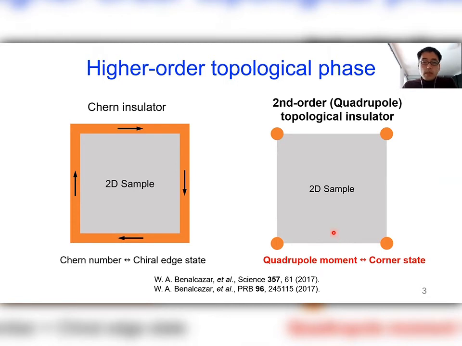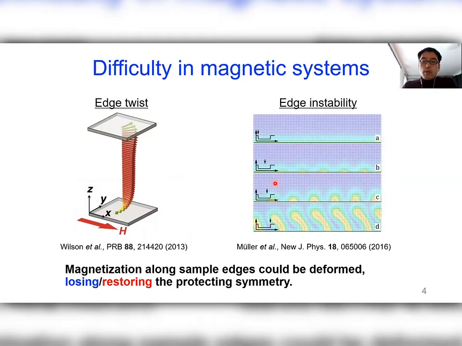And we should note that for the second-order topological insulating phase, we need a spatial symmetry such as mirror reflections and rotational symmetry. And one of the difficulties to realize higher-order topological phases in magnetic systems is that the magnetization along the sample boundaries must also be compatible with the symmetries that protect the higher-order topological phase. So if the symmetries are broken at the sample boundary, we no longer have the bulk-boundary correspondence to stabilize magnonic corner states.